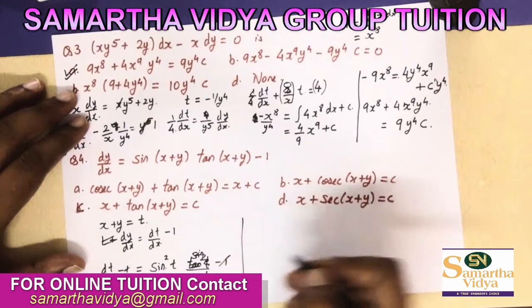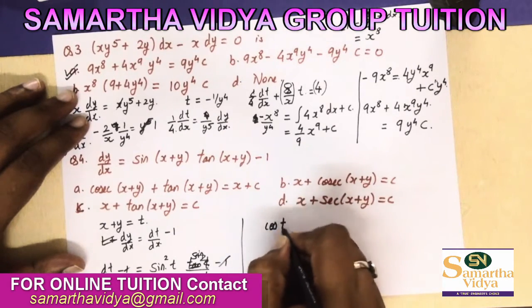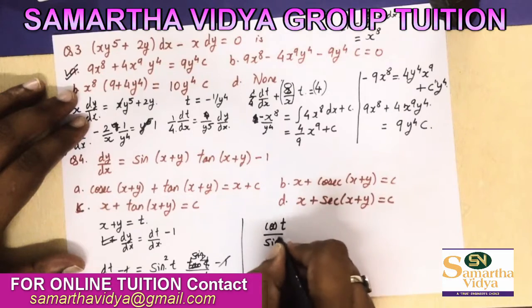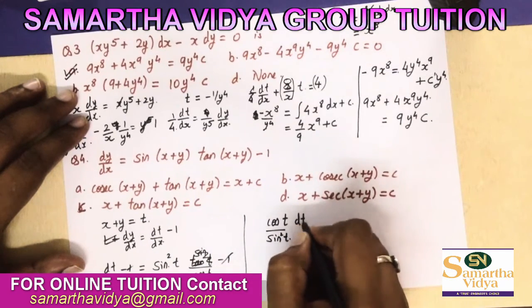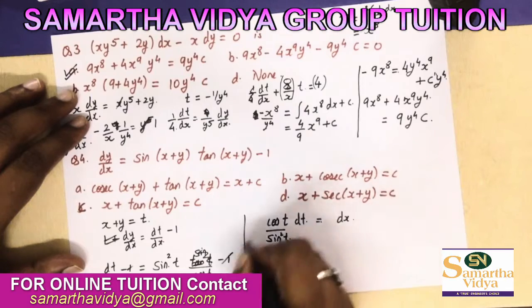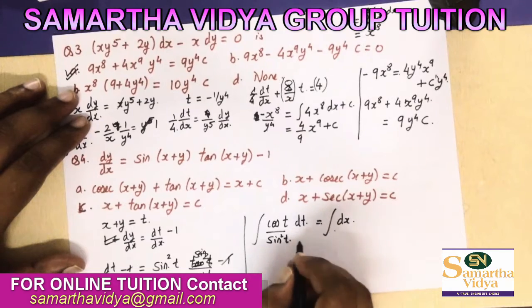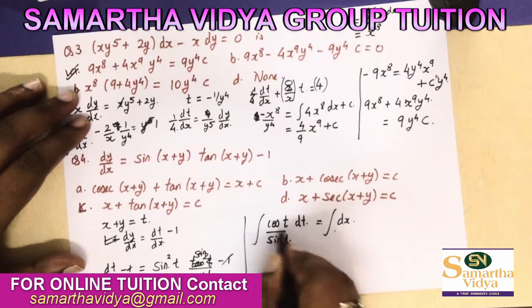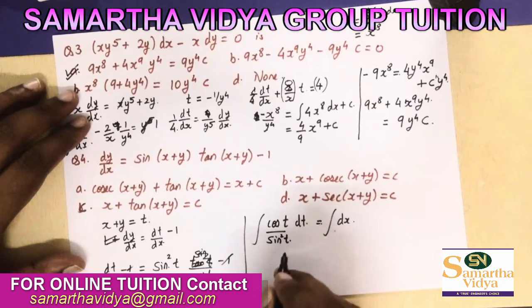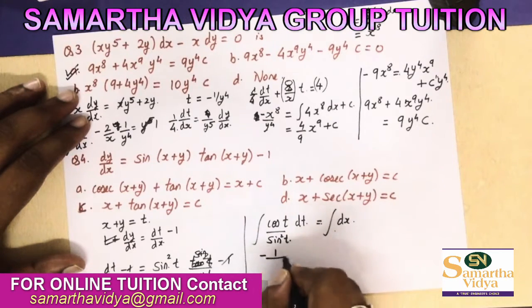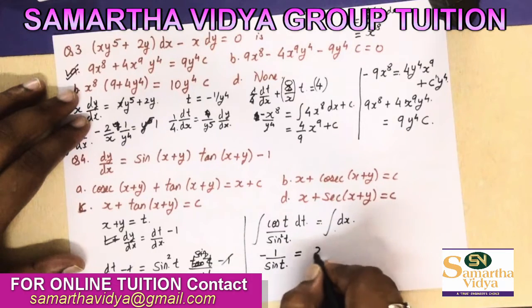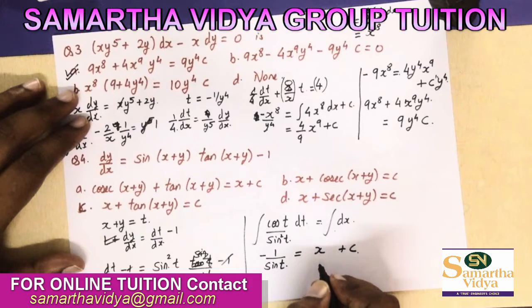So when we take the variable separable form, it's going to be of the form cos t upon sin square t dt is equal to dx. Now integrating on both sides, if I substitute sin t, we can see that the derivative is nothing but cos t. So it is of the form 1 upon x square. So 1 upon x square's integration is nothing but minus 1 by x. So that's becoming minus 1 by sin t is equal to, this becomes x plus a constant c.